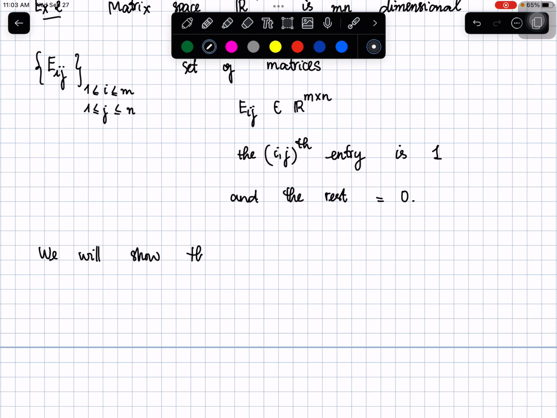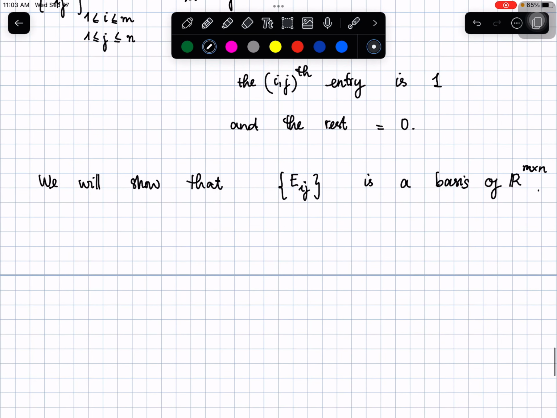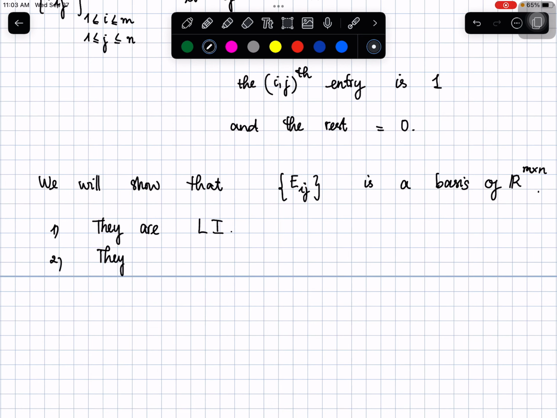We show that the Eij form a basis of R^(mn). To prove this is a basis, we need to prove two things, right? The first thing is they are linearly independent. And the second thing is they span the whole vector space.